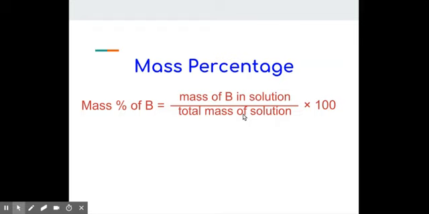Is it possible to have volume percentage? Yes, it's possible. If you have volume percentage, that means the amounts you place here are volume amounts, not mass anymore, taking into consideration that the volume units have to be the same. So more or less, they have the same pattern.